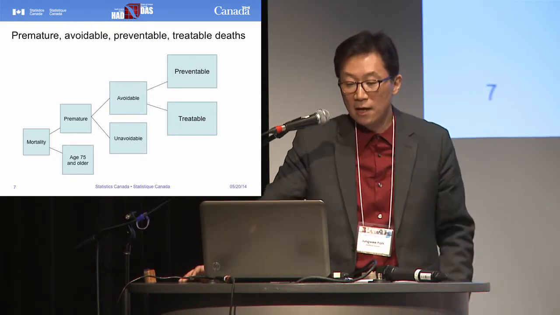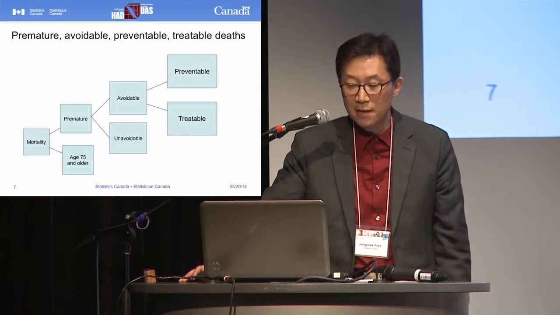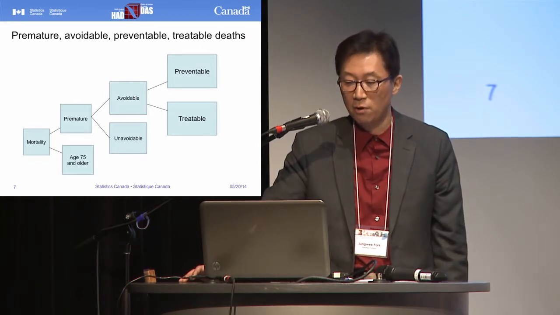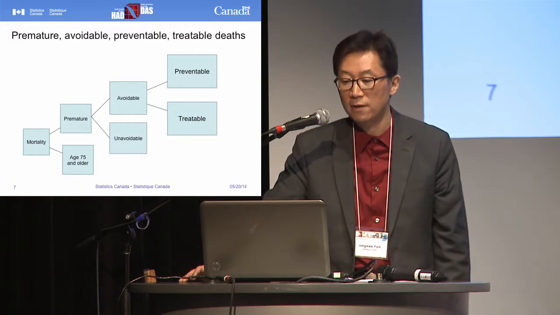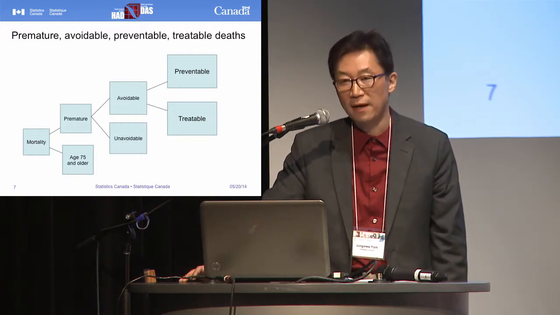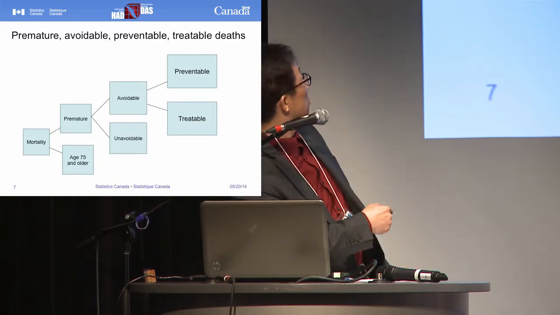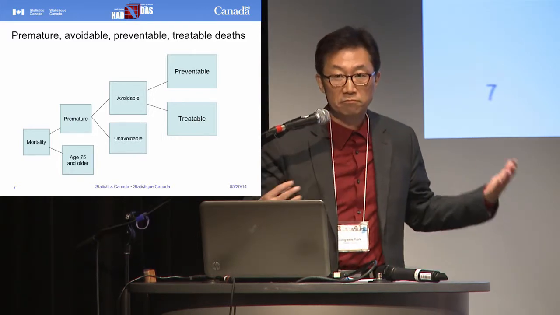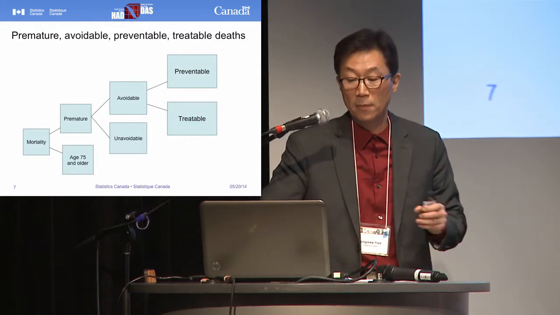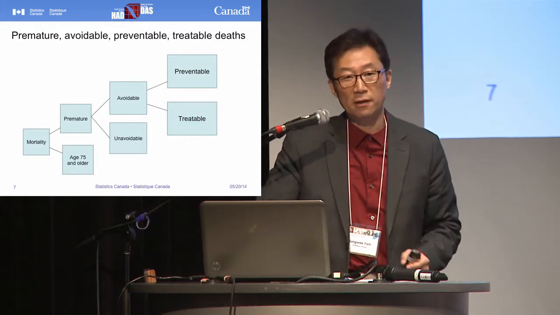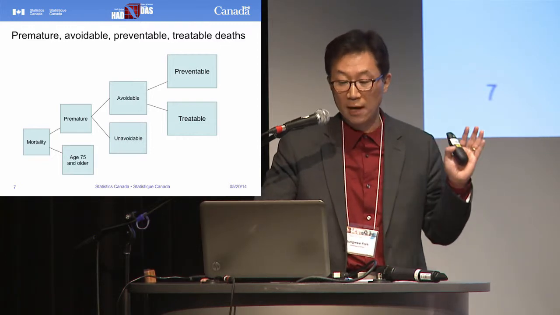So let me explain a little bit about the basic output variable in this study. We have premature death, avoidable death, preventable death, and treatable death. So if I use this one, the first thing is mortality. Sooner or later, everyone dies. So this is mortality, including any kind of mortality, suicide, homicide, or cancer and everything. So we have mortality here.